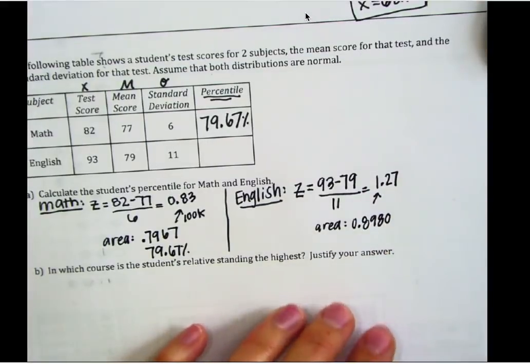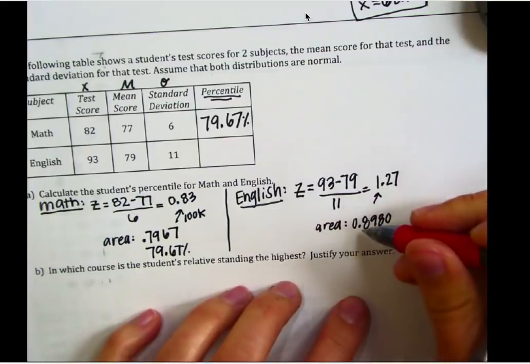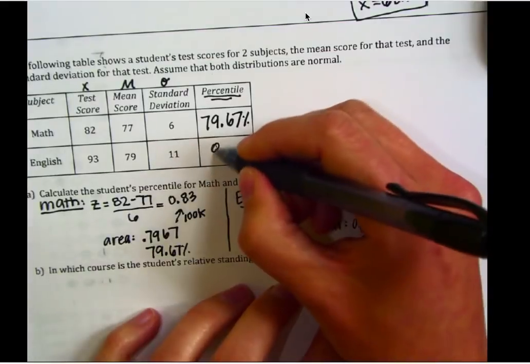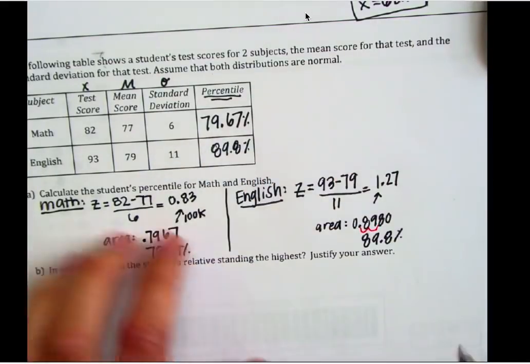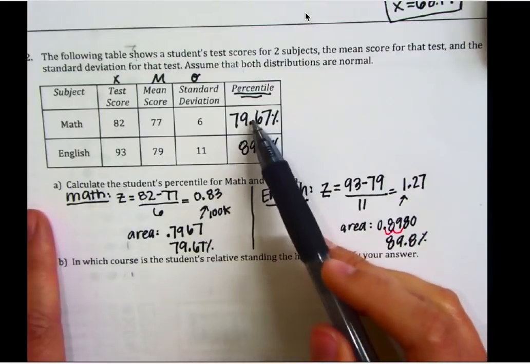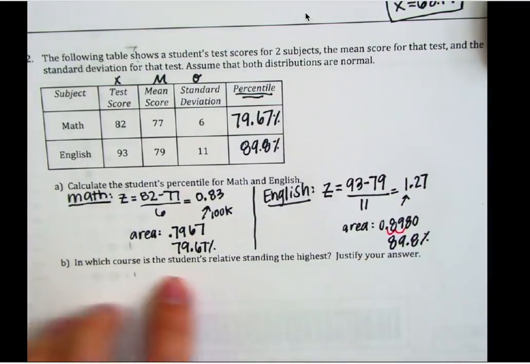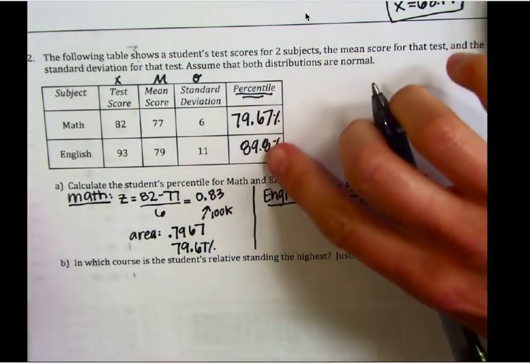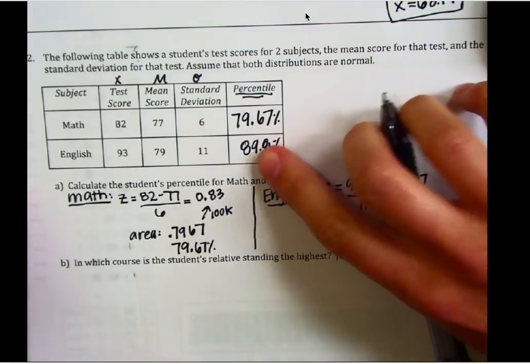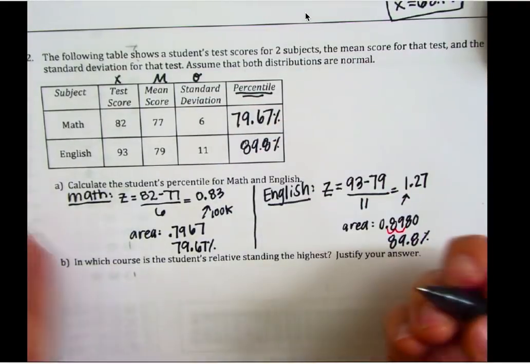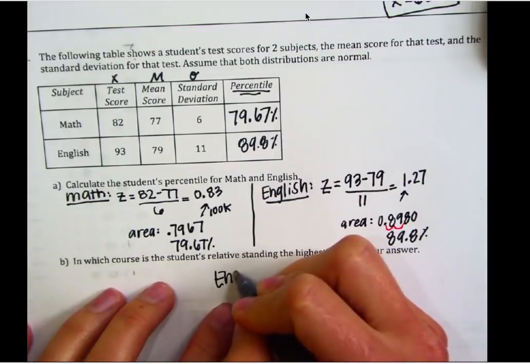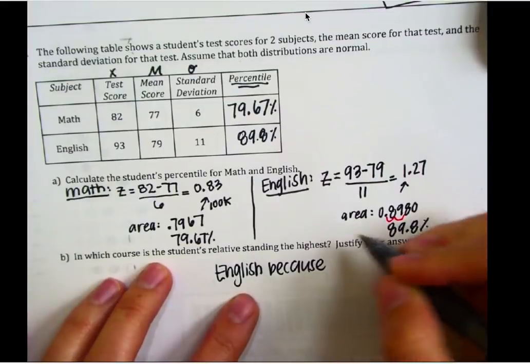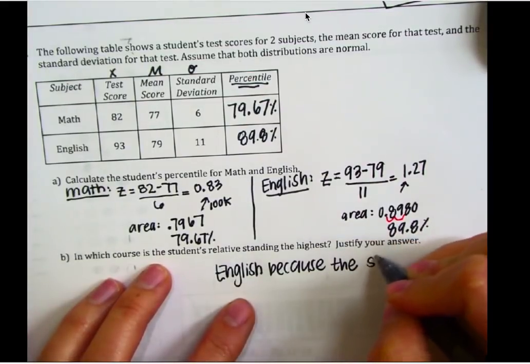So an area from my table of 0.8980. So again, they want percentile. I'm going to go ahead and move that decimal 2 times. 89.80% or 89.8%. So that's going to be their relative percentiles for each of those scores. So in which course did they receive the relative higher standing? So they're in the higher percentile in English because 89% is higher than the 79%. So we are going to say English because the student has a higher percentile.